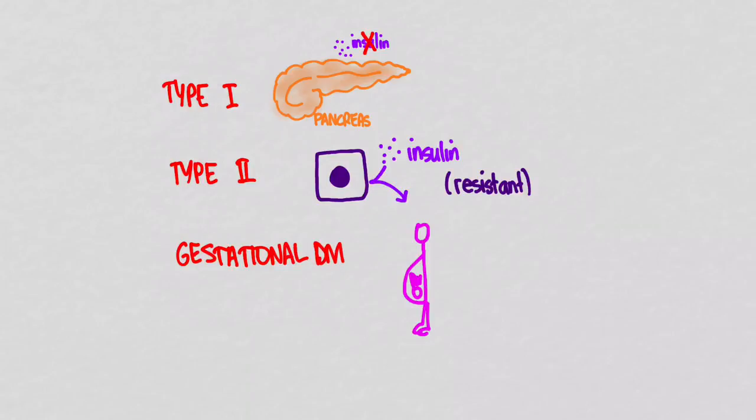Type 1, or previously called juvenile onset diabetes, is one in which the pancreas does not make insulin. Type 2, or insulin-resistant diabetes, is one in which the cells don't respond to insulin, and gestational diabetes basically happens in pregnancy. And today, though, we are looking at pediatric patients.